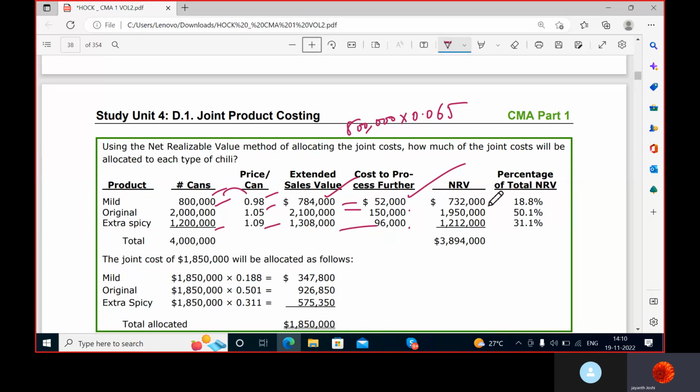Then you see the net realizable value totals, and how much that is, you get the percentages. And then the joint cost. How did you get this 0.188? It is in percentage form, into 100. We can do it in decimal form. So you apply these percentages to your total cost.